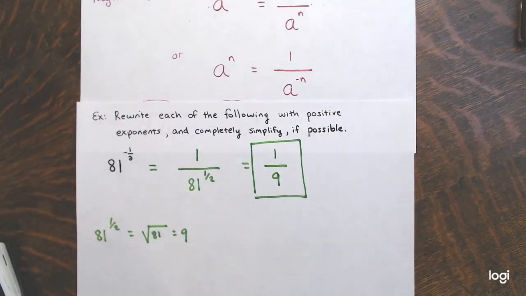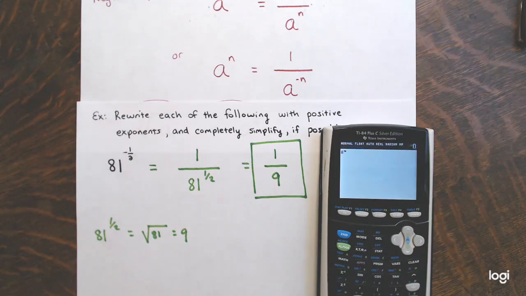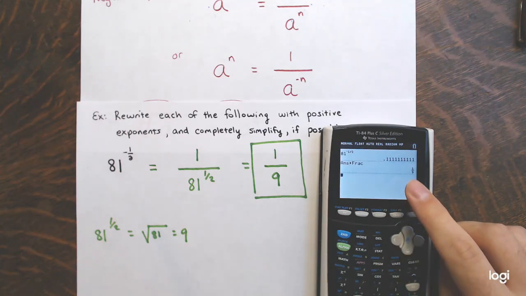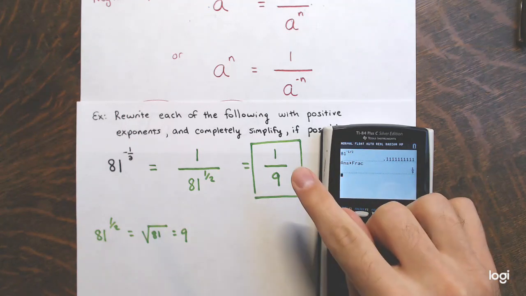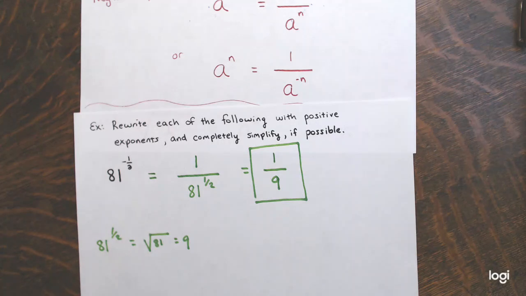Okay, and again, let's just double check that. Punch this in here. We've got 81 raised to the negative 1/2 power. Now you're going to see it's come up as a decimal, .1111111. But I have a feature where you can change to a fraction. Hit the math button, change to fraction. See, it's really tiny, but it's 1 over 9, like I got here. Fantastic. All right, so again, negative powers to positive powers, and then let me simplify.